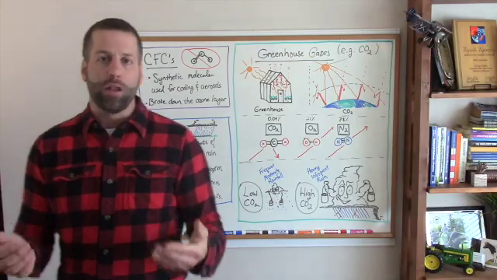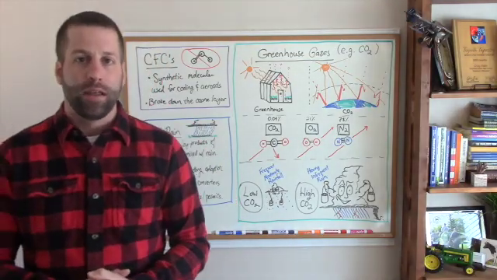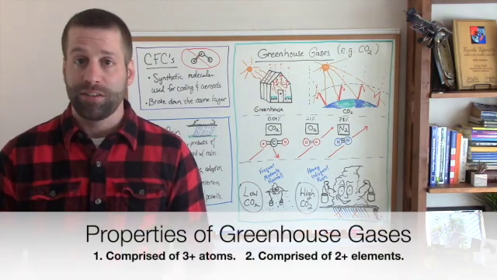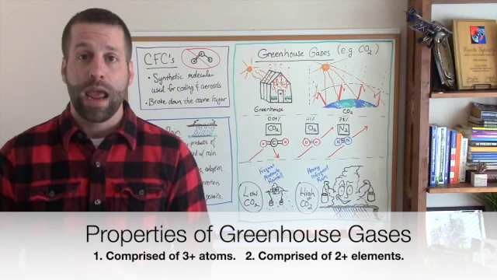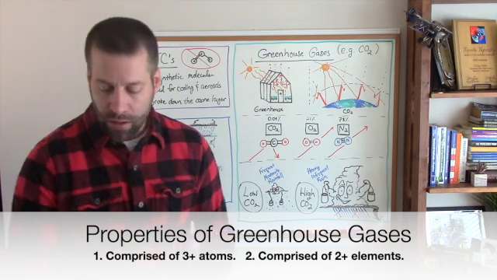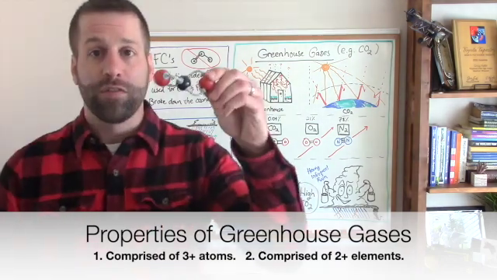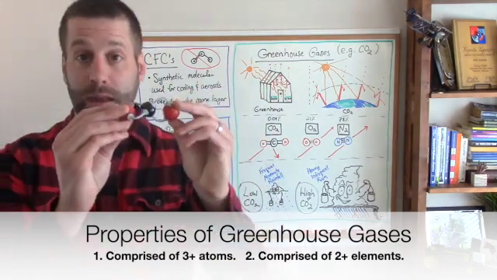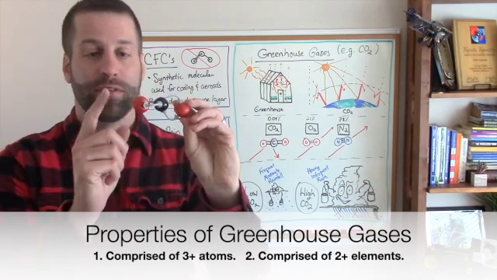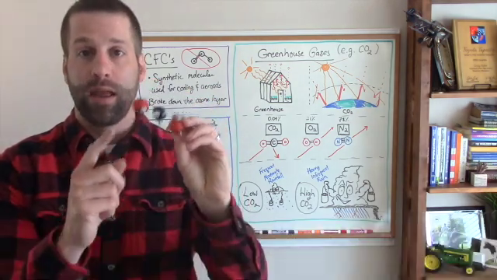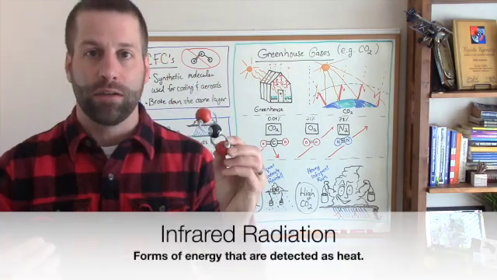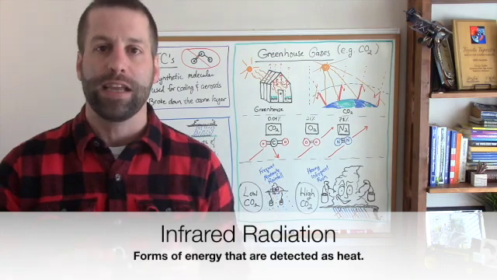In order for a molecule to be a greenhouse gas, it has to have two separate properties. One, that molecule has to be made of 3 or more atoms, and 2, that molecule has to be made of 2 or more elements. So for example, a molecule of carbon dioxide has 2 elements, carbon and oxygen. This molecule also has 3 atoms, 2 oxygens and 1 carbon. As a result, a molecule of carbon dioxide can interact with heat energy, which is actually called infrared radiation.